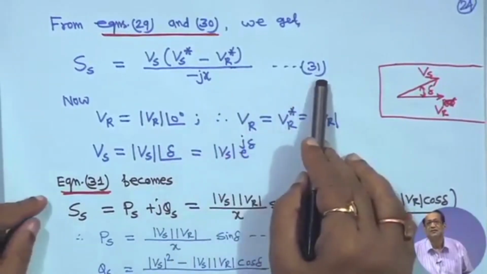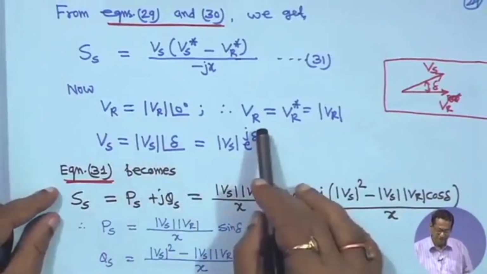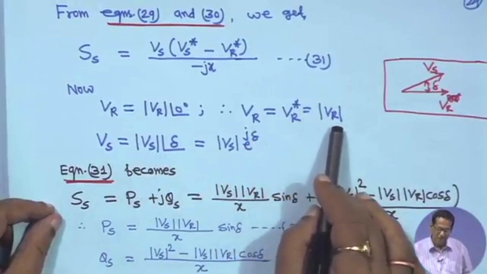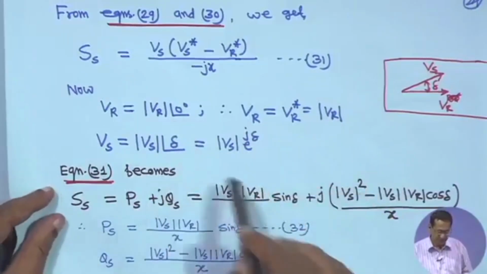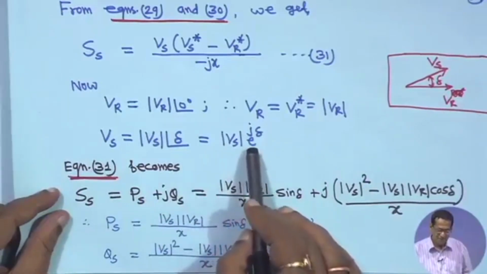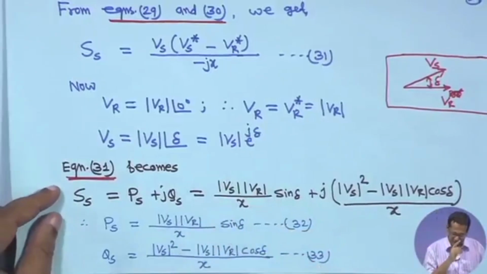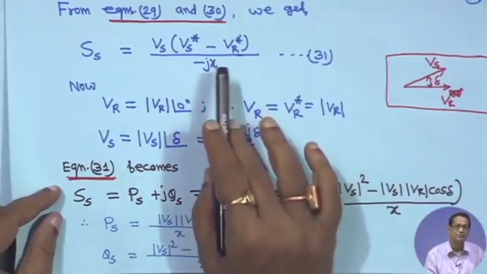This is equation 31. Now, V r is equal to magnitude V r angle 0 degree. So, V r conjugate also will be V r, because the angle is 0 degree. V s is equal to magnitude V s angle delta, which is equal to magnitude V s e to the power j delta, that we write. Now, all these things you substitute here.